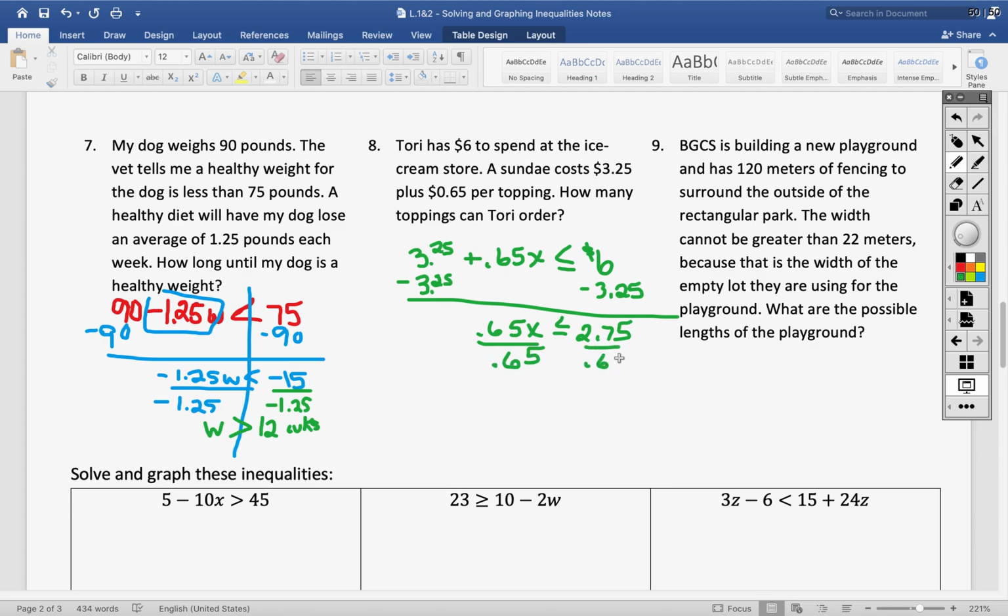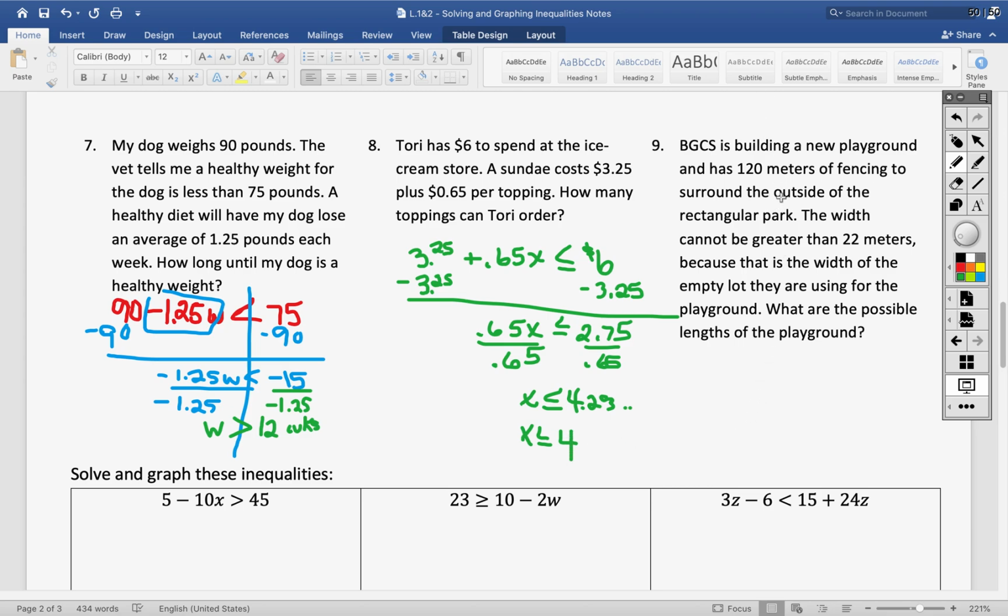Is that 65 cents a negative? Nope. So do I have to flip it? No. 2.75 divided by 65 cents is 4.23, and it continues on for a lifetime. So let's think about it in terms of the real world scenario. How many toppings can Tori order? Can Tori order the 5th topping? No. Less than or equal to 4 toppings.